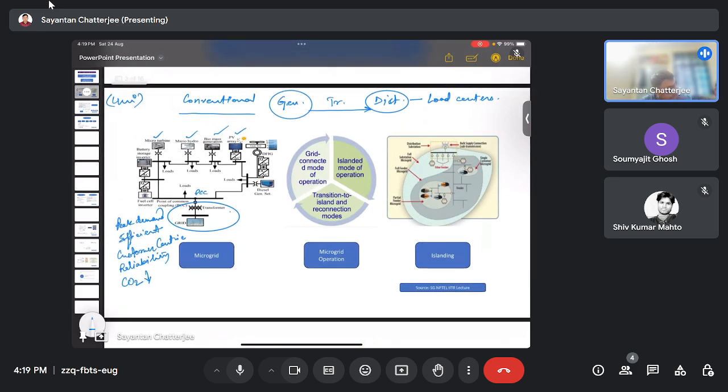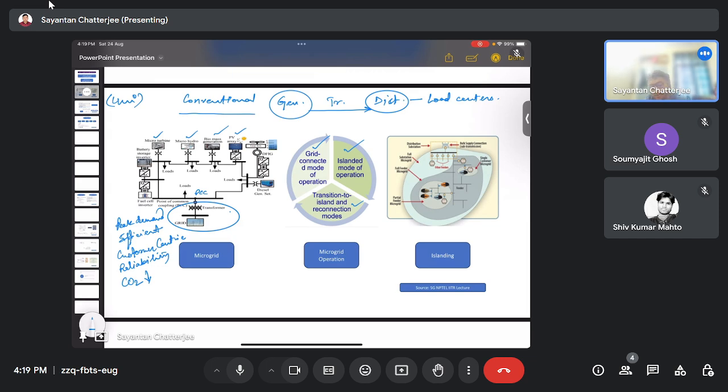So we can also see that the island microgrid operation can be subdivided into three modes of operation. So grid connected, islanded, and transition to island and reconnection modes, which means it can be operated from grid connected to islanded and back from islanded to grid connected. So these are the modes of operation.